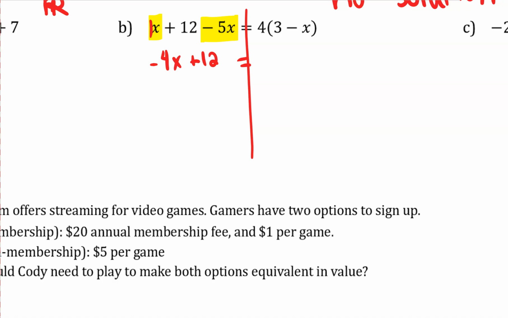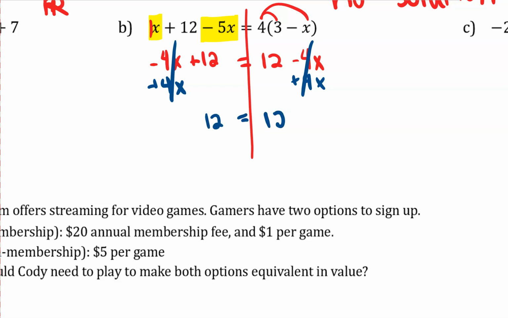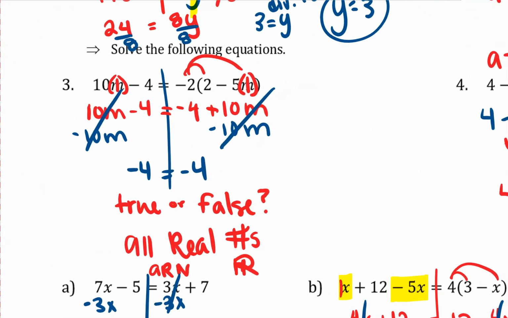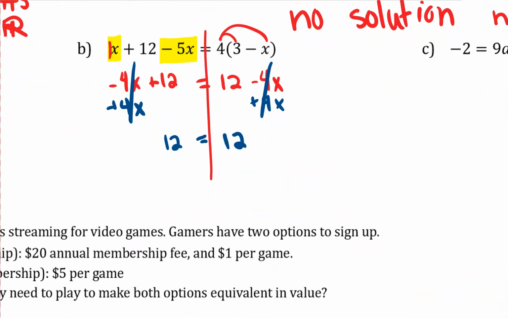And then this one you're going to also simplify. You can distribute. 4 times 3 is 12. 4 times negative x is negative 4x. This is another one of those weird ones where your next step is supposed to be to get your x's on the same side. To move them, you do opposite. But those will cancel. You'll be left with 12 equals 12, which is a true statement, which is like number 3 up here. Since that's true, our answer is all real numbers.